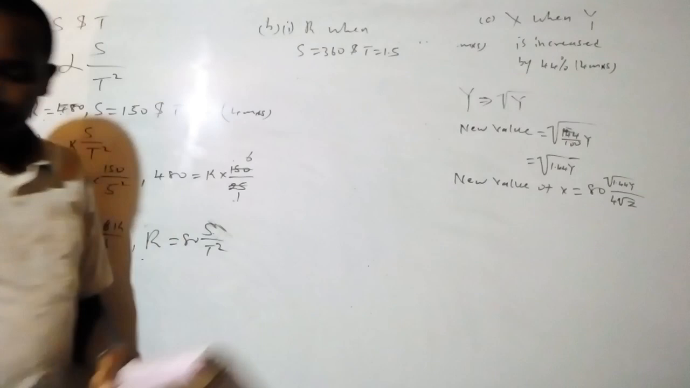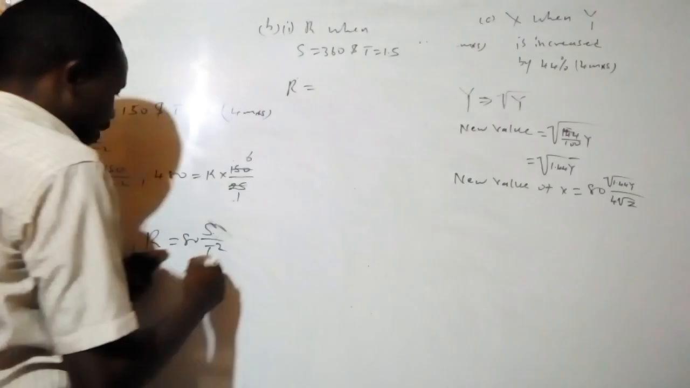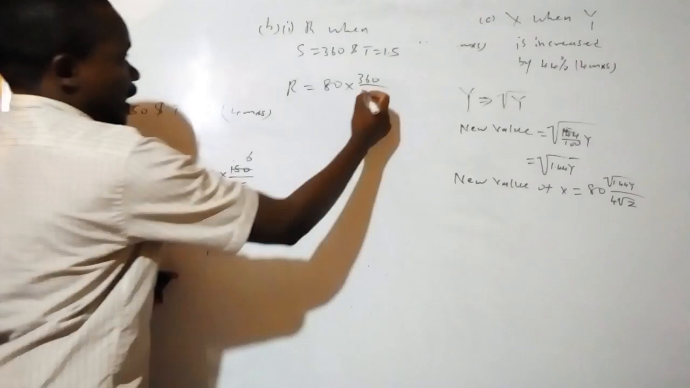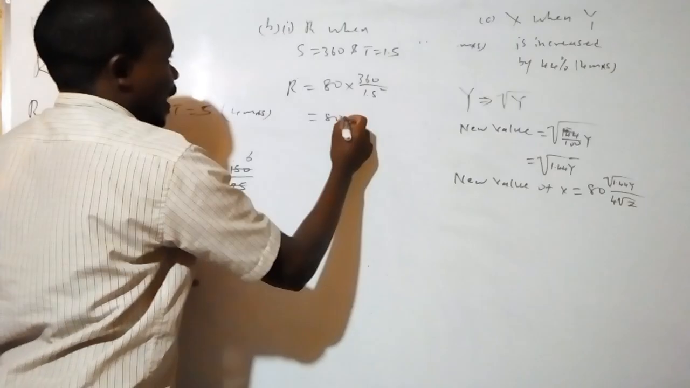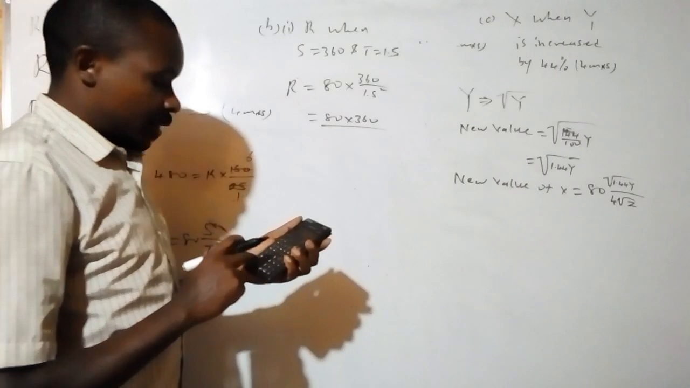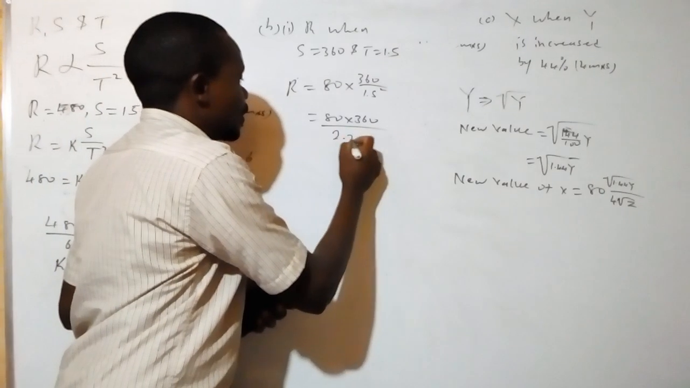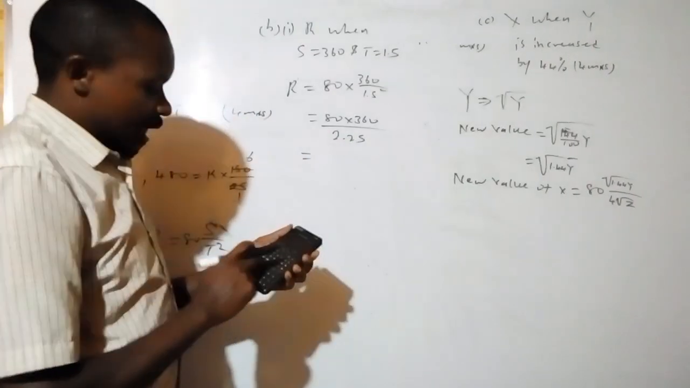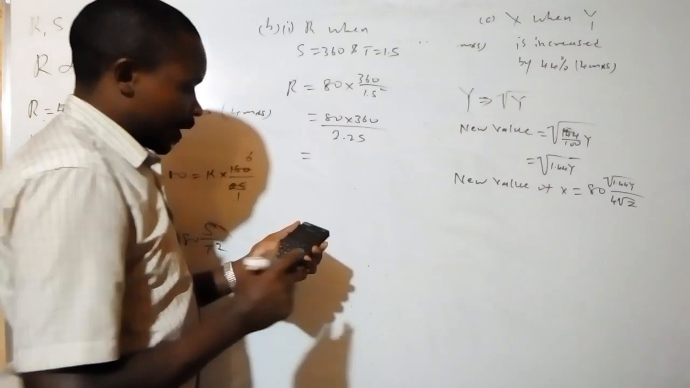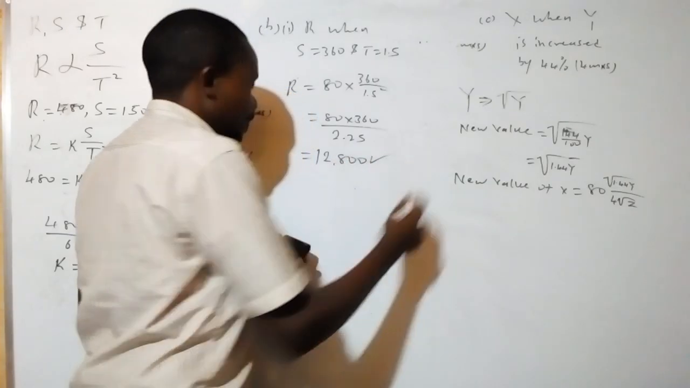R, we are going to say that R is equal to 80. S is what? We are given 360. T is 1.5, but squared. 80 times 360 all over 1.5 squared. This is 2.25. Yeah, 2.25. Then 80 times 360 divided by 2.25. The correct answer is 12,800. That should be the correct answer.